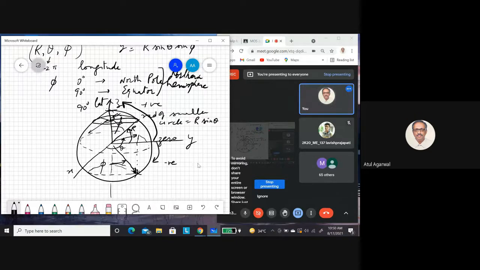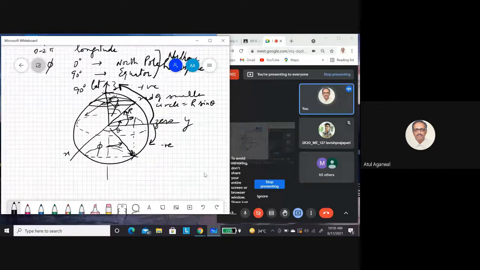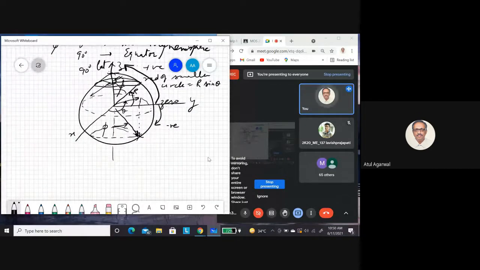So your latitude, you take your angle phi as negative if you want to reach a point in the southern hemisphere. If you want to reach a point in the northern hemisphere, you take it as positive.